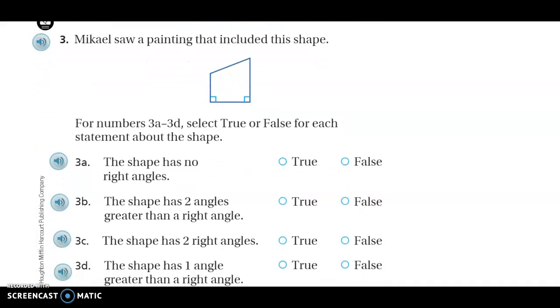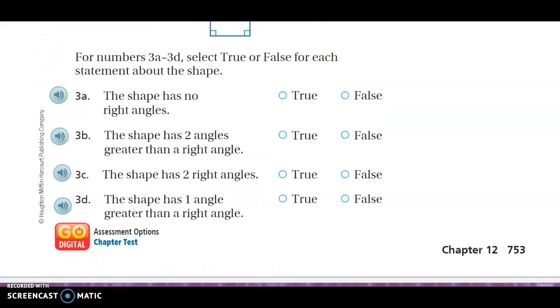Michael saw a painting that included this shape. Alright, which ones are true and which ones are false? The shape has no right angles. That's false. We can see the right angles. The shape has 2 angles greater than a right angle. That is false. The shape has 2 right angles. That is true. And the shape has 1 angle greater than a right angle. And that is also true. Call that an obtuse angle. An obtuse angle. And greater than. Go ahead and make your marks for each one.